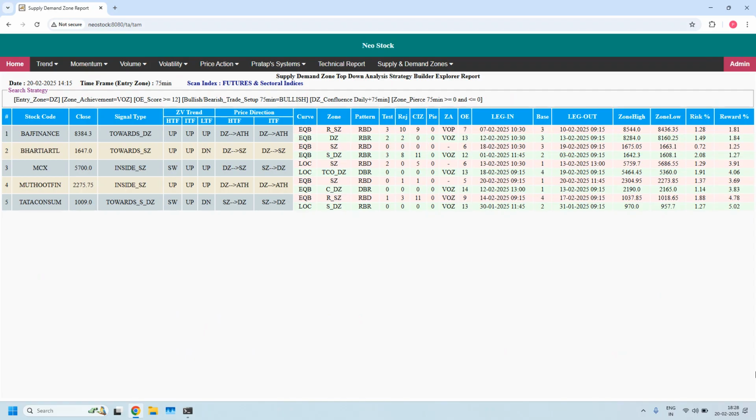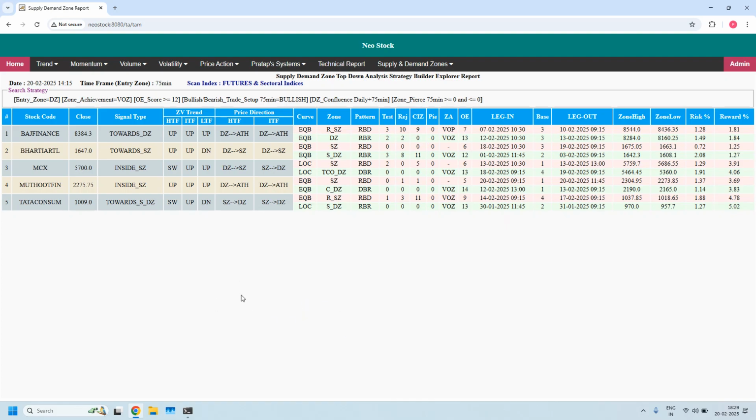We got 5 stocks. So in these 5 stocks, these 75 minutes demand zones are overlapped with daily demand zone, and daily trend is up in all these stocks, ITF trend. If any of these daily demand zones are having daily EMA confluence, then those 75 minutes demand zones are having even more high probability to get the success. Let's verify. Why 75? Because 75 is overlapped with daily and 75 minutes is our entry zone.